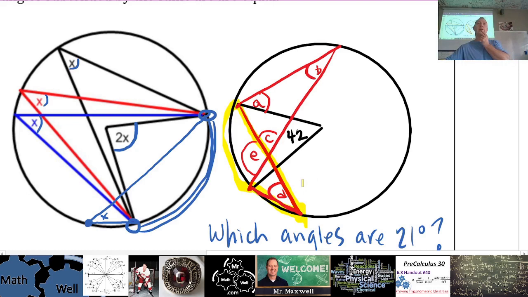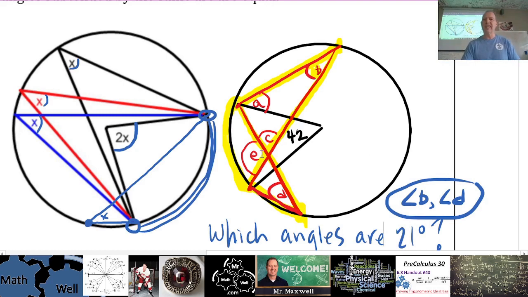What else? What's another one? There's one more. Anybody else? B? You think B? Okay, let's check B. Here's B right here. So this B is formed by this line segment and this line segment. So it subtends the exact same arc, and the vertex is on the circle somewhere. Perfect. Angle B and angle D are the solutions here.